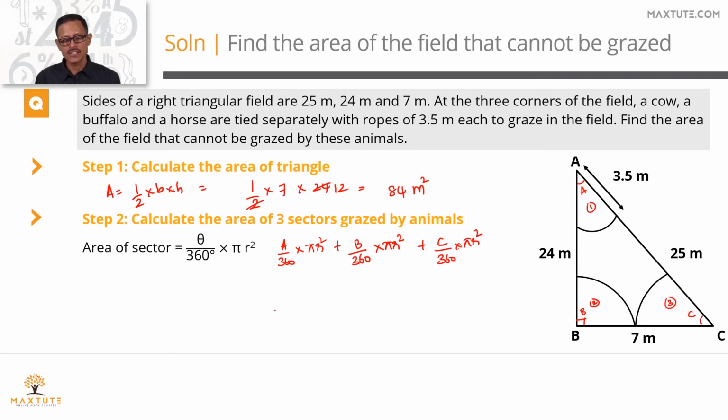I'm going to take this pi r square and 360 common. I'm going to write the pi as 22 by 7. Do we know the value of r? R is equal to 3.5 meters. We'll write it as 7 by 2.